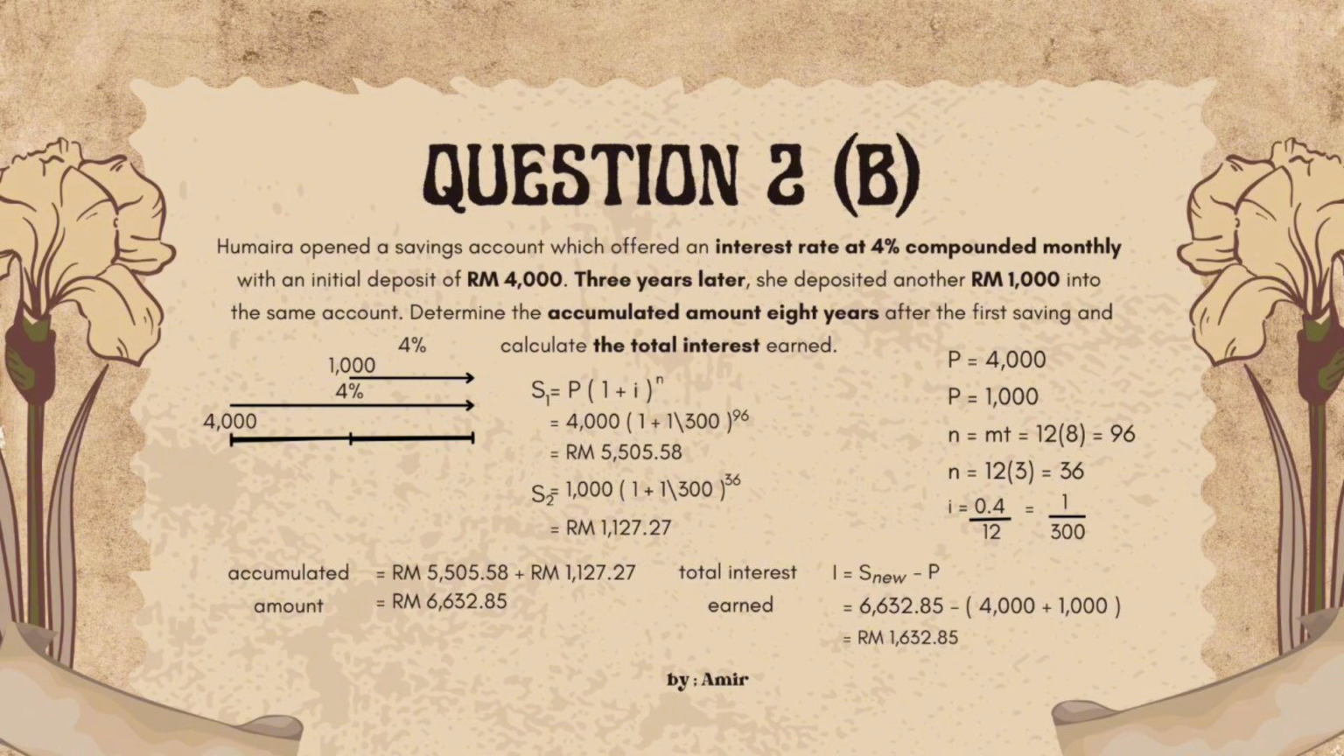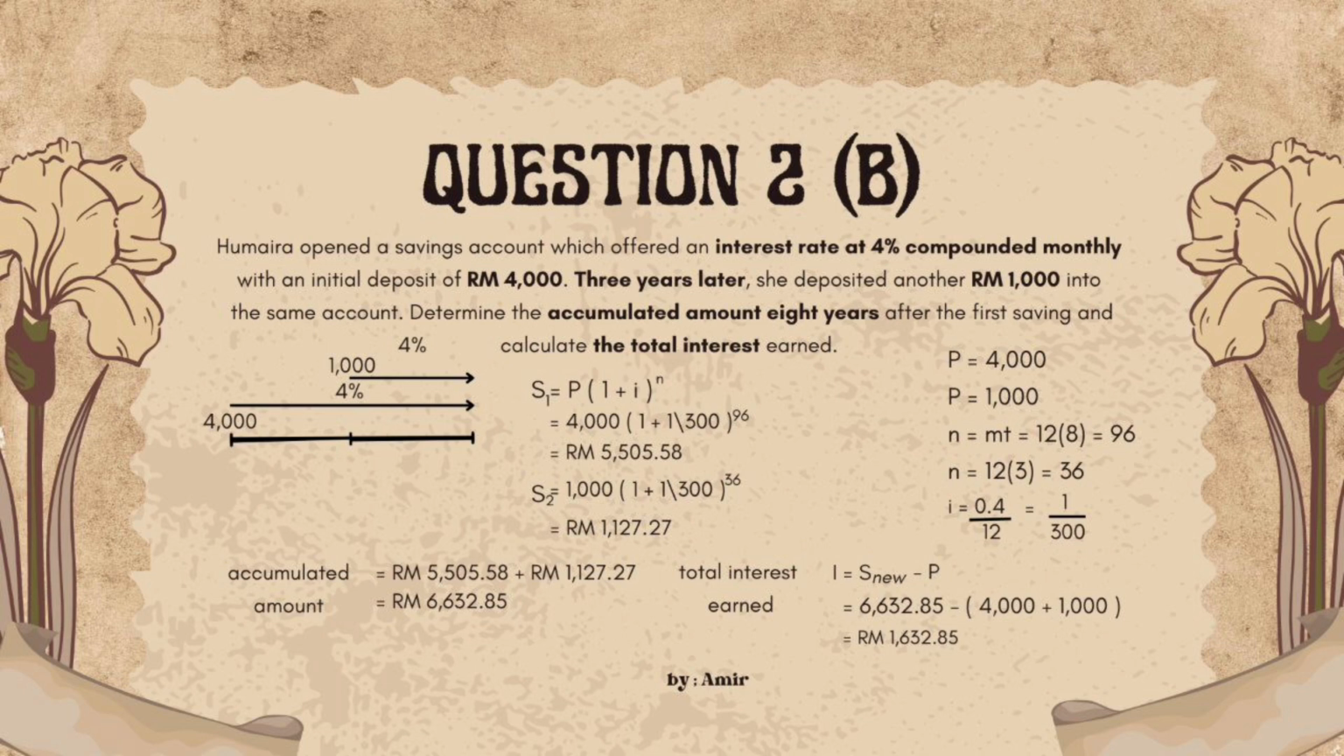Okay, first of all, we should identify the question and list the information from the question, which is P1 equal to 4000 and P2 equal to 1000. Let's say N1 equal to 96 and N2 equal to 36 and m equal to 12, while k equal to 0.04 and the last one, i, equal to 1 over 300.